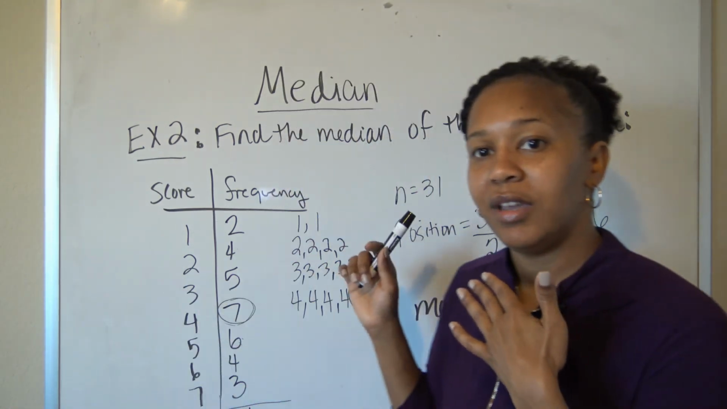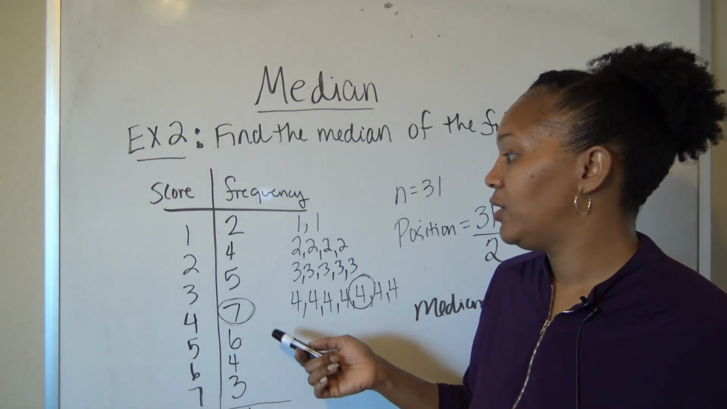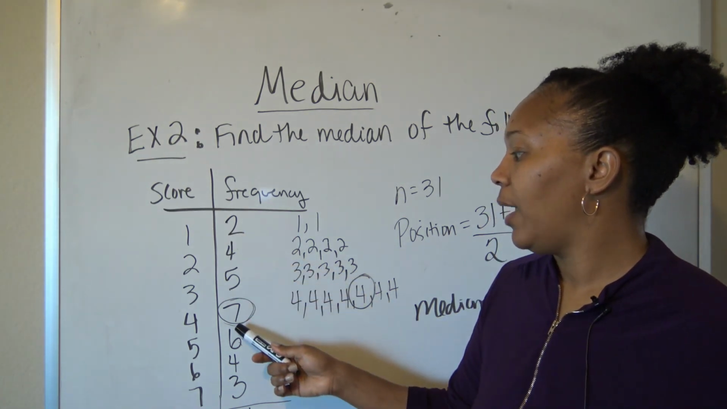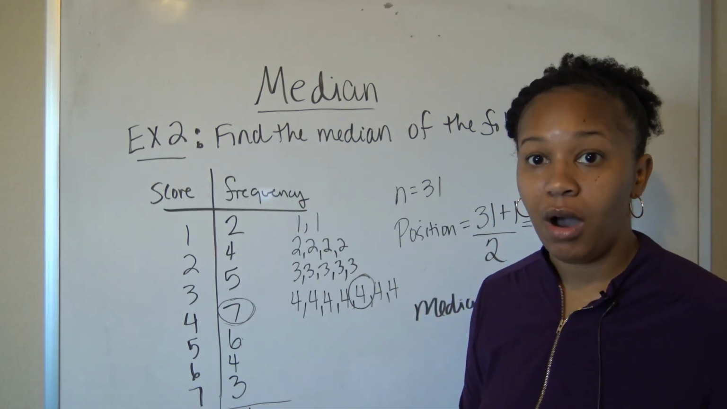You do the same thing if your data is given in a frequency distribution. However, once you get the position, you have to figure out where that position would fall, okay?